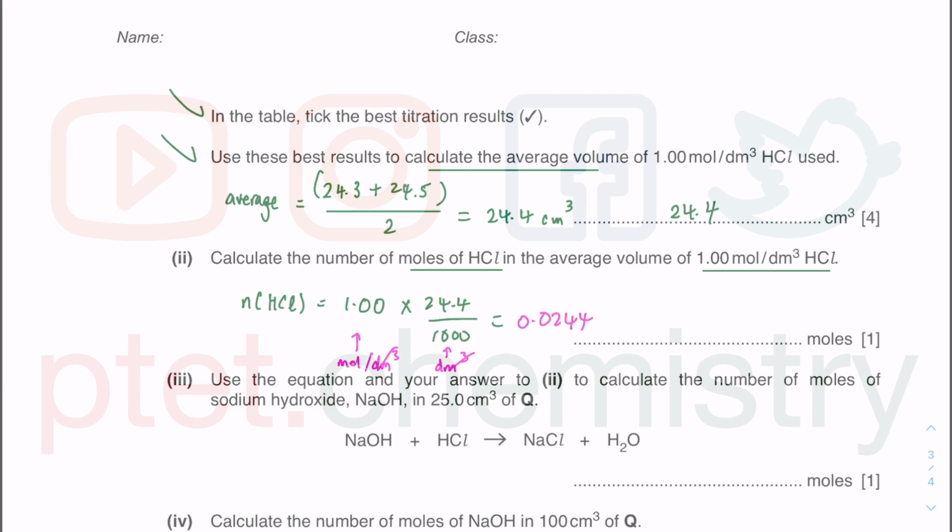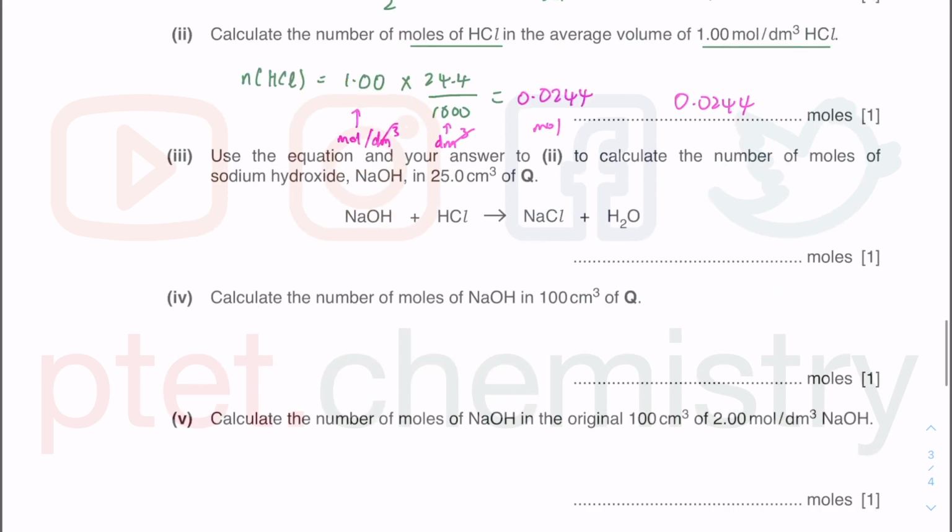Okay, so that one is to 3 significant figures as per this thing, 1, 2, and 3. So this is my appropriate number of significant figures throughout the rest of my calculation. Use your equation, and your answer to part 2.